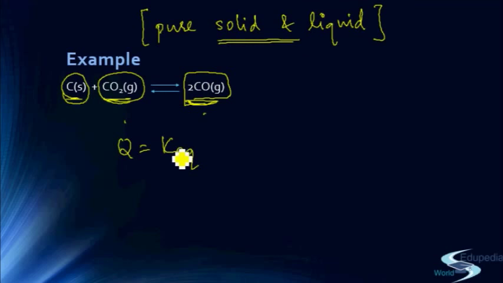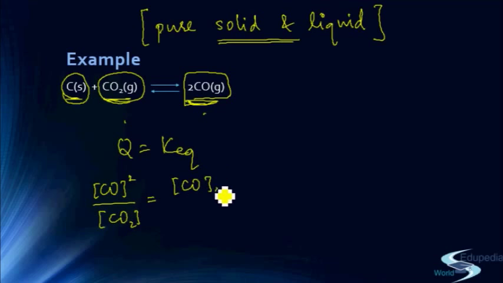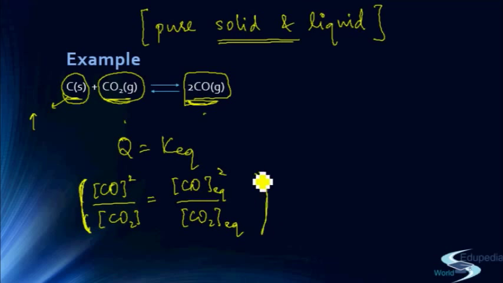Basically, Q is equal to K at equilibrium. This is true at equilibrium, and this means the concentration of CO divided by the concentration of CO2 is equal to the concentration of CO at equilibrium divided by the concentration of CO2 at equilibrium. That is, right now the concentrations are concentrations at equilibrium. Now let's assume I suddenly increase the concentration of carbon over here. Do you see any change in the value of Q? The value of Q is determined only by CO and CO2. There is no expression of carbon anywhere in this entire expression.